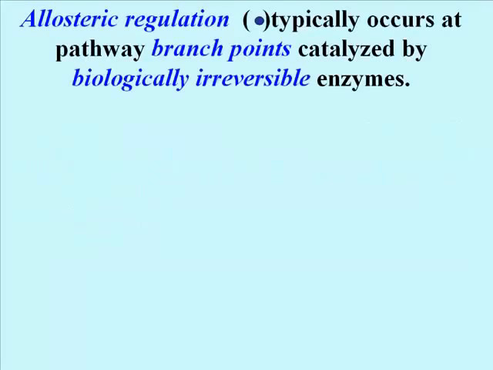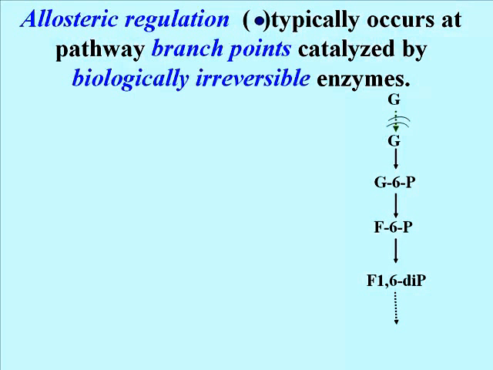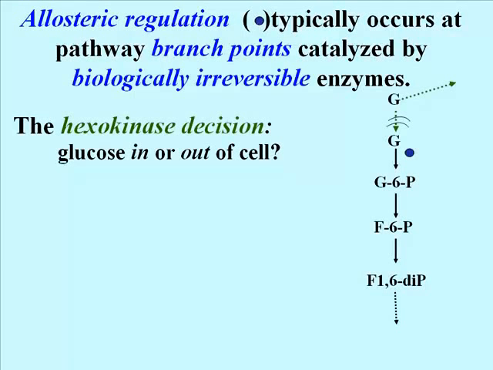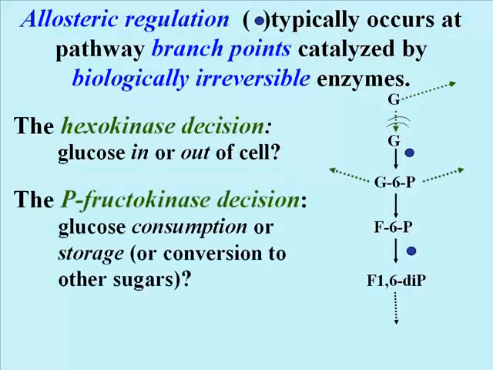Allosteric regulation of enzymes occurs at major biochemical pathway branch points, often ones catalyzed by biologically irreversible enzymes. Here's an abbreviated view of stage 1 of glycolysis. The first branch point is at the hexokinase step, shown here with a blue dot. The decision here is to either let glucose be metabolized for energy or leave it free to circulate to other cells. The next branch point is the reaction we were just looking at, catalyzed by phosphofructokinase.